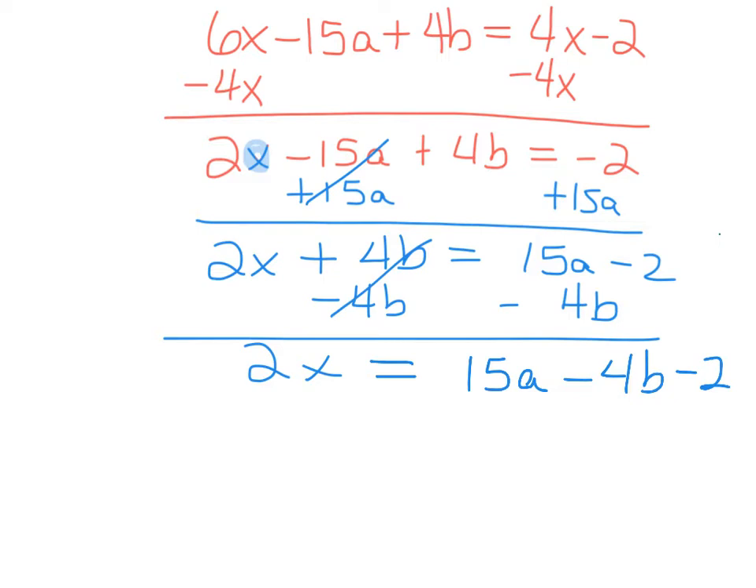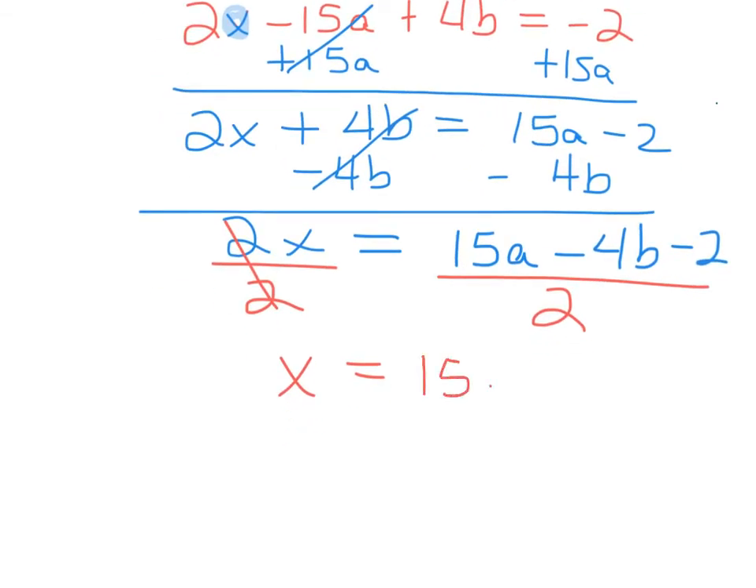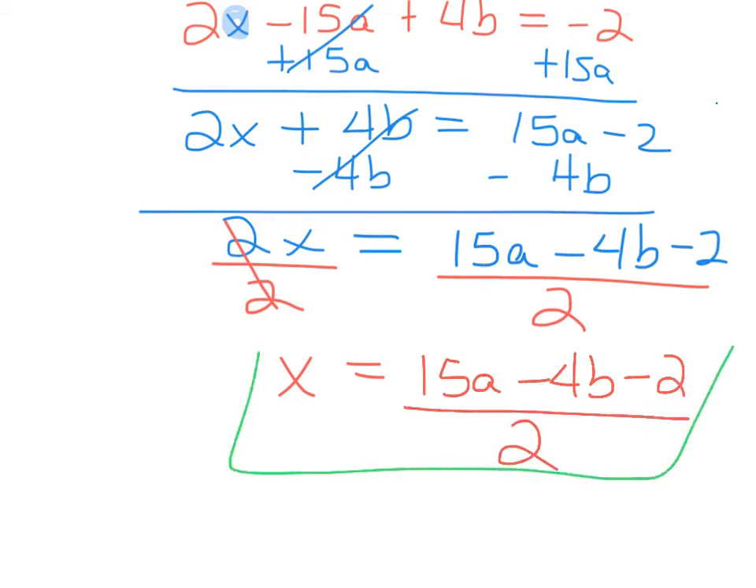Now, technically, the order doesn't matter here. You could have put the negative 2 first, then the negative 4. It really doesn't matter. I just put it in alphabetical order with the constant at the end. And then my final step here, I need to get x by itself. So in order to do that, I'm going to divide both sides by 2, leaving me with 15a minus 4b minus 2 over 2. You can leave it like this.